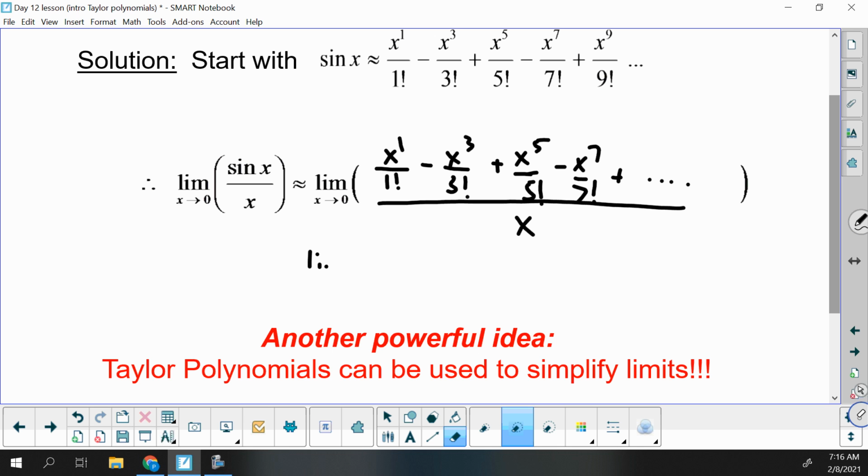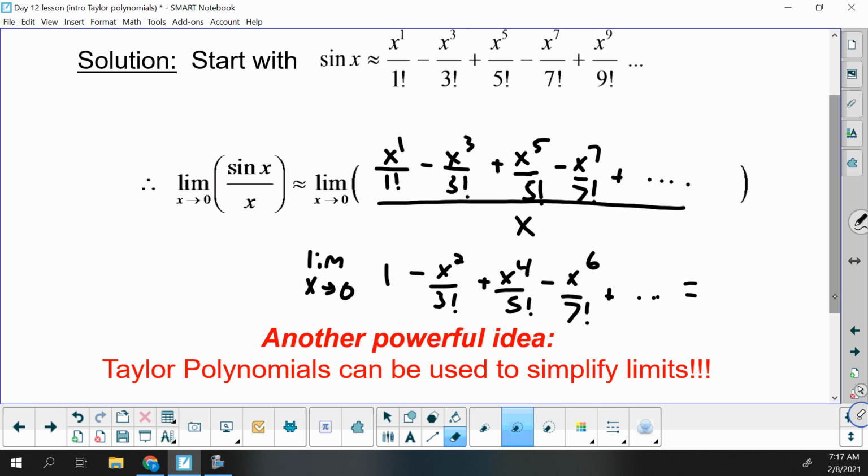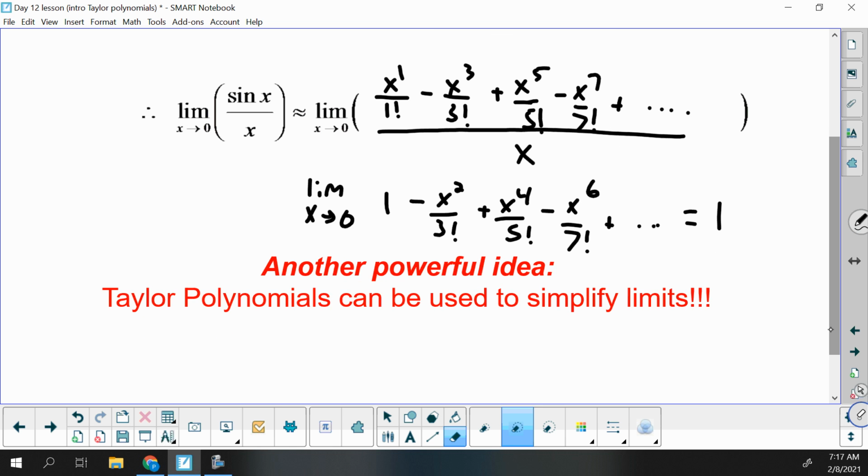Well, that's going to become limit as x approaches 0. The powers are going to go down by 1 for all of them. So we're going to have 1 minus x squared over 3 factorial plus x to the 4th over 5 factorial minus x to the 6th over 7 factorial plus dot dot dot. Well, now as x approaches 0, all those terms other than the first will head to 0. So this is just going to equal 1. So another really powerful thing is that we can use Taylor polynomials to evaluate limits that might be tricky.